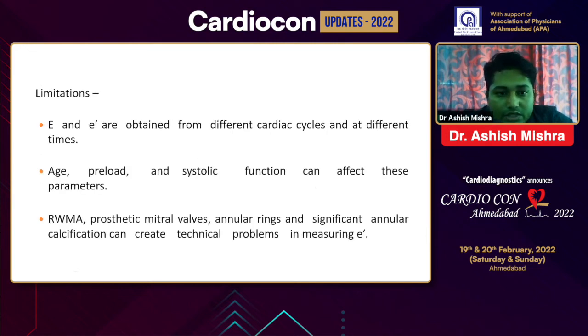Some of the limitations associated with this assessment technique are that E and E dash are obtained from different cardiac cycles and at different times. Age, preload, and systolic function can also affect these parameters. Also, regional wall motion abnormality, prosthetic mitral valves, annular rings, and significant annular calcification can create technical problems in assessing the E dash velocity.